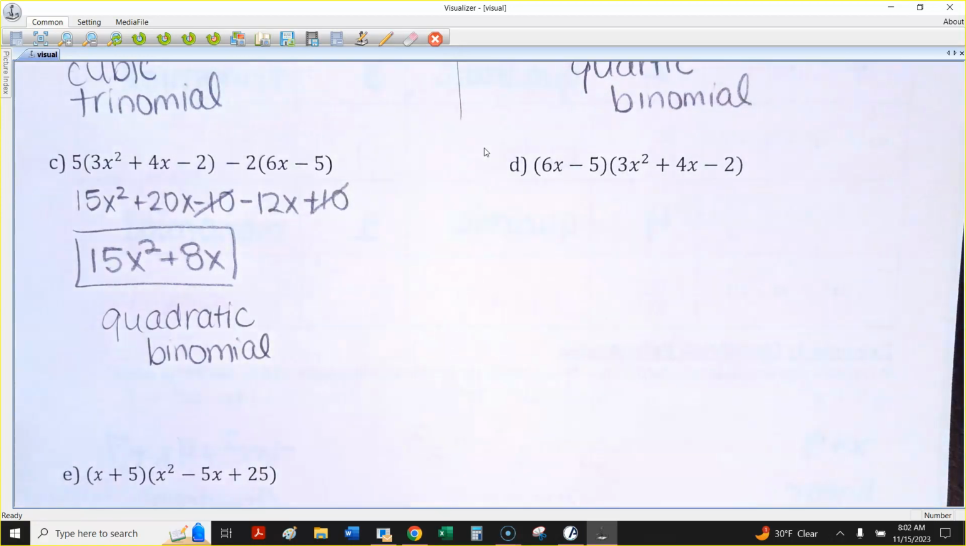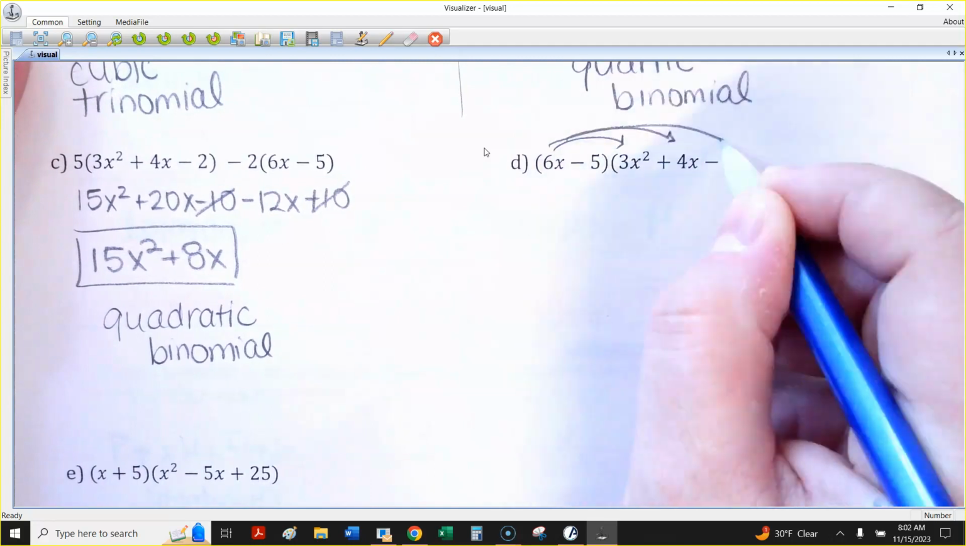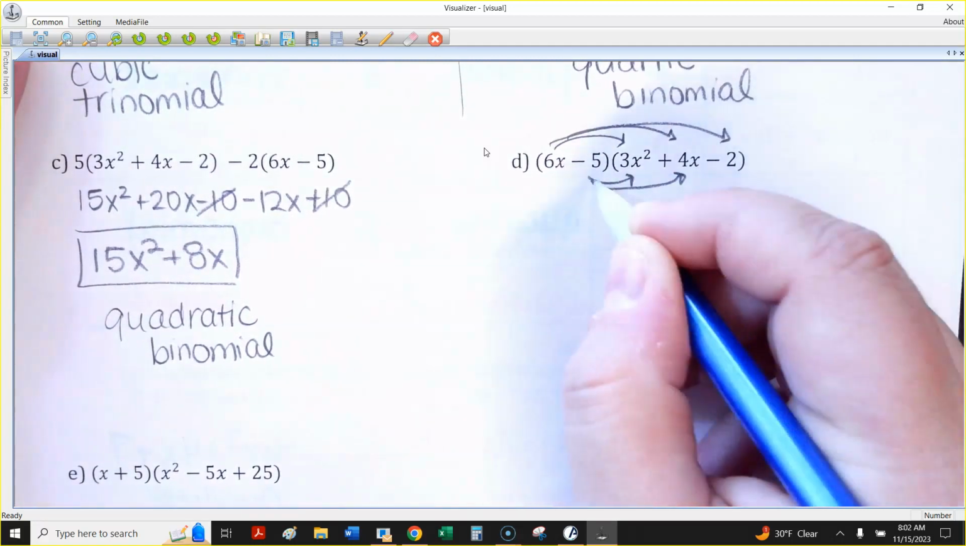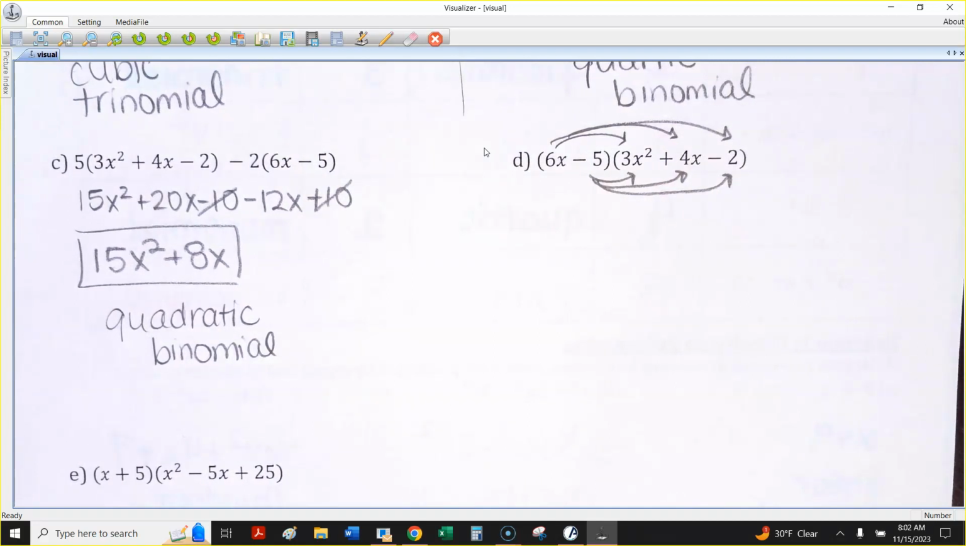Or if you like a box, you can draw a box for these. I'll draw a box and show you. But I call this basically FOIL on steroids. You're going to multiply 6x by all three of these, and then you're going to multiply -5 by all three of these. If you like to draw a box, please feel free to do that. Just do it like a 2x3 box, and then you can organize it that way.